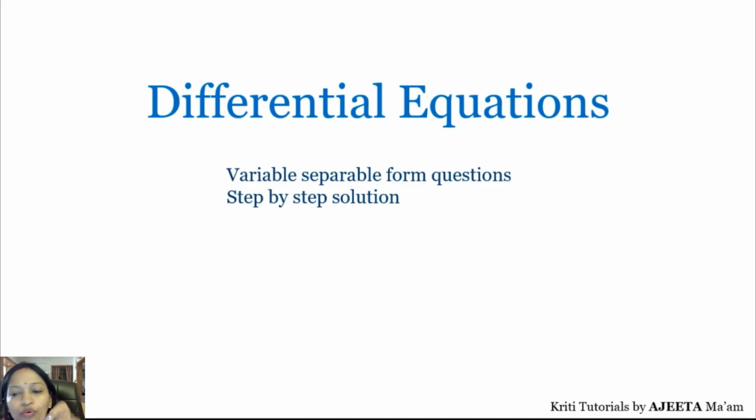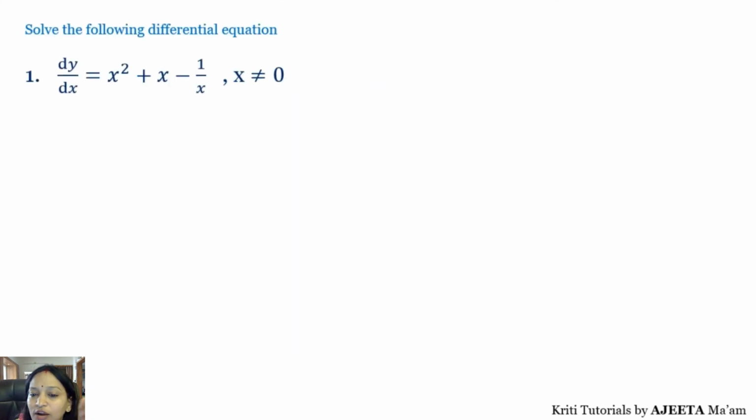So today we are here with the differential equation chapter, and in this we will solve differential equations in variable separable form today. So now let's start with this. This is the first question that is given to you. Solve the following differential equation.